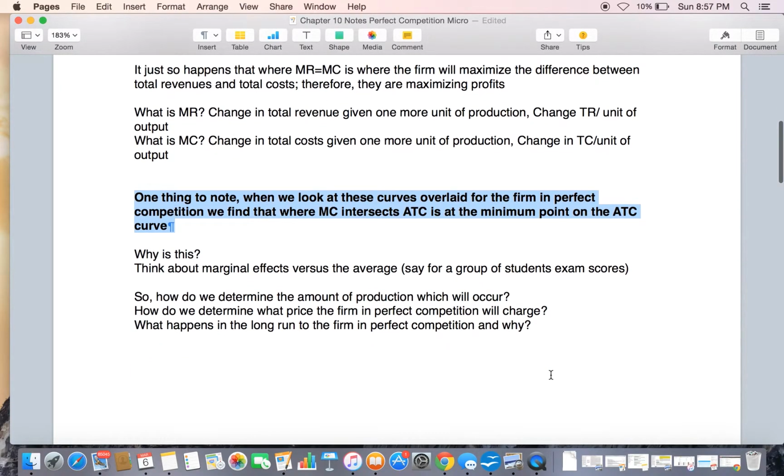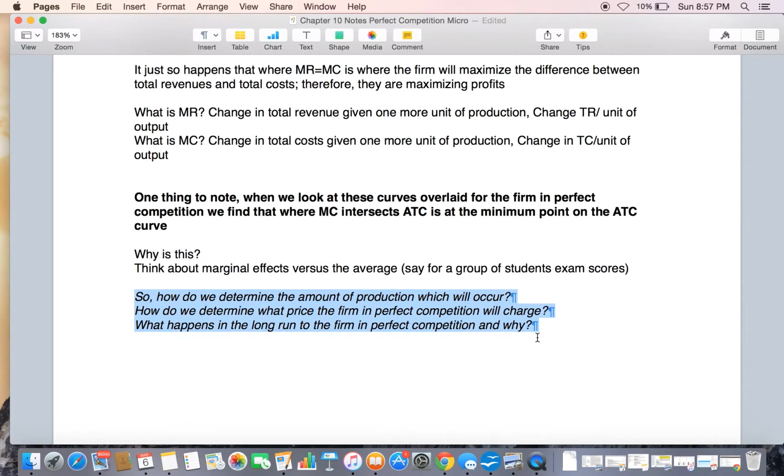These are the main questions that you should be able to answer by the time you get to the end of this chapter, and something that I really want you to be focused on for the exam. How do we determine the amount of production which will occur for the firm in perfect competition? How do we determine the price the firm in perfect competition will charge? And what happens in the long run to the firm in perfect competition, and why? We'll come back to this bolded point later.